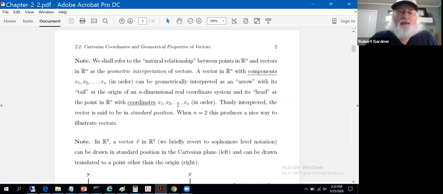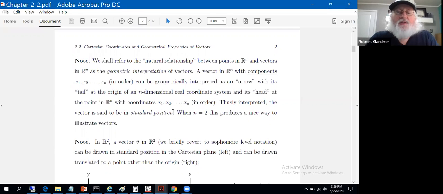Let's get the vocabulary out there. So what we're going to do to graph or draw a vector in Rn with components x1 through x sub n is to interpret it as an arrow. We're going to put the tail of that arrow at the origin of this n-dimensional coordinate system for vectors from Rn, and we'll put its head at the point that has the coordinates x1 through x sub n. So tail goes at the origin, head goes at the point with the same coordinates as the vector has components.